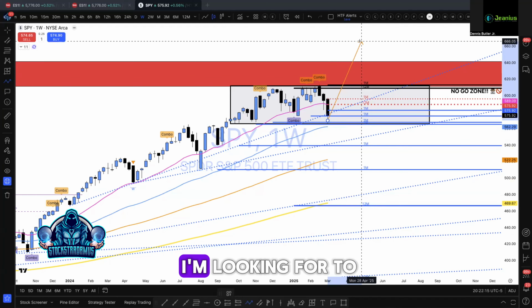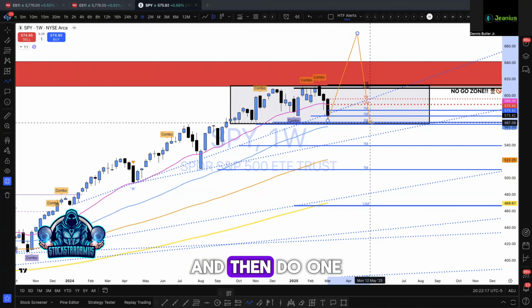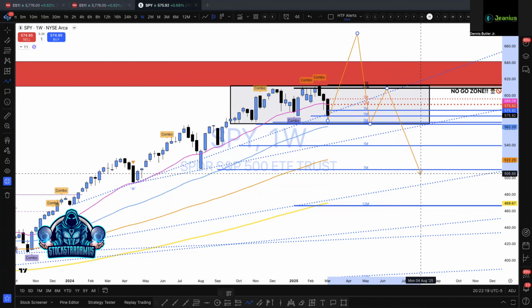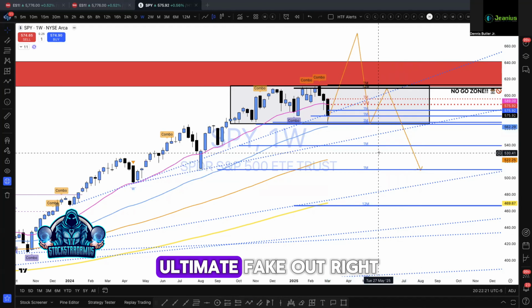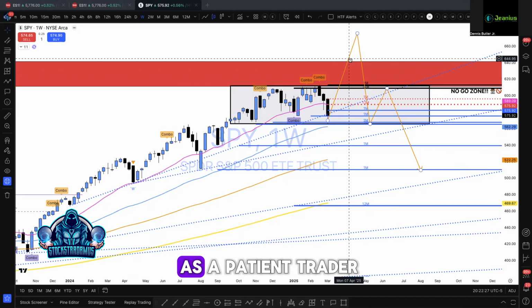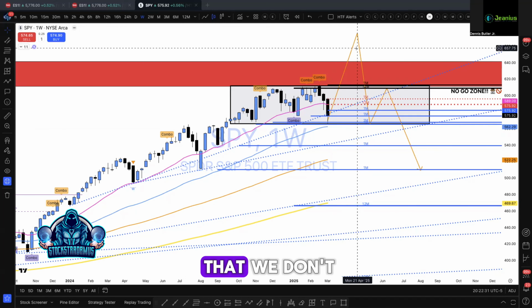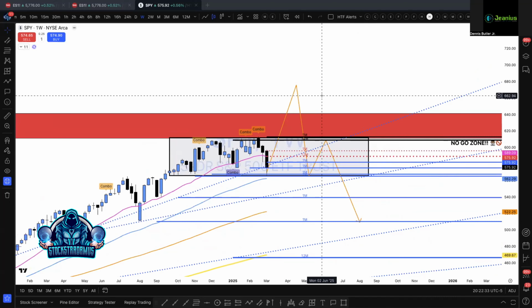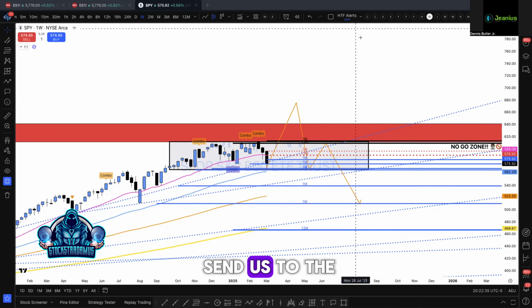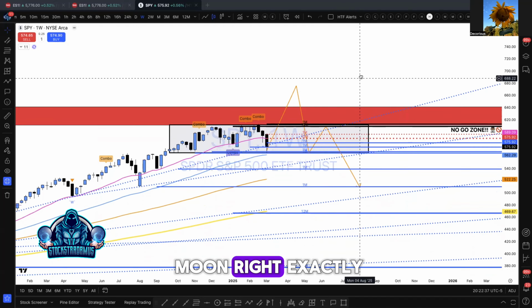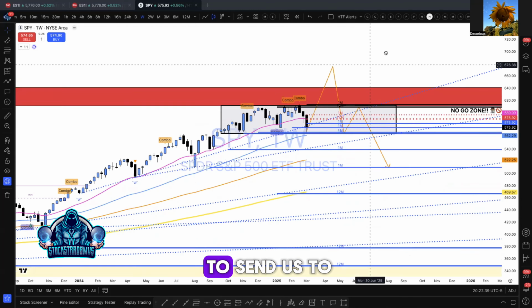Let's say it does. I'm looking for it to do one of these and then do one of these. I'm looking for the ultimate fake out. Right, that's what I'm looking for. Me being who I am now as a patient trader, I'm still not assuming that our economy is strong enough to send us to the moon. Right, exactly. It's not strong enough to send us to the moon.